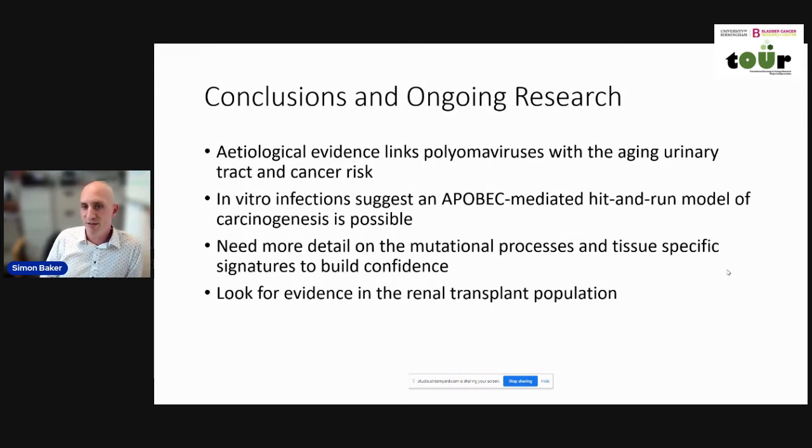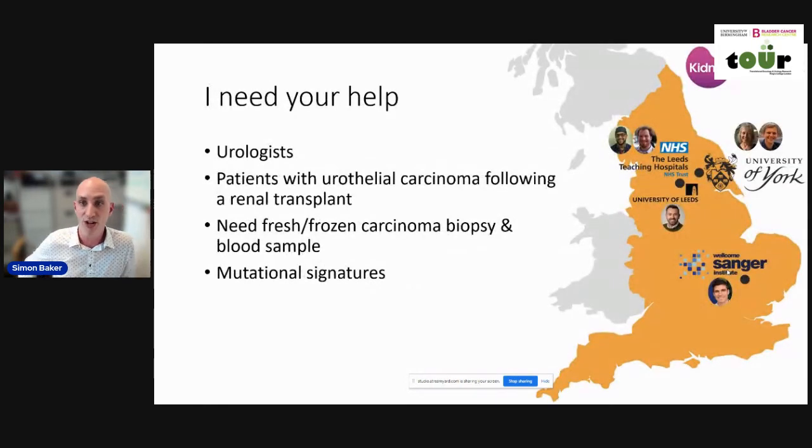Our in vitro infection model suggests an APOBEC-mediated hit-and-run model of carcinogenesis is possible, but we need more detail on the mutational processes and the tissue-specific signatures to build confidence that this is really a mechanism that underpins the risk of bladder cancer. And the way we're going to do that is to look for evidence in the renal transplant population. So I need your help, particularly if you're a urologist and you see a patient with urothelial carcinoma following a renal transplant. I'd really like to enroll them in our study.